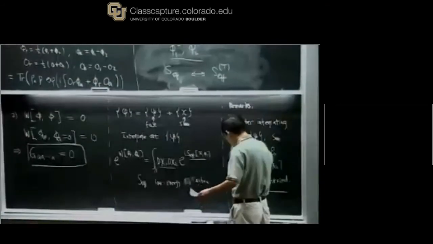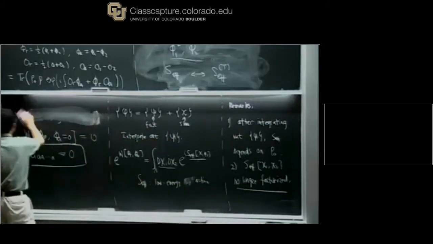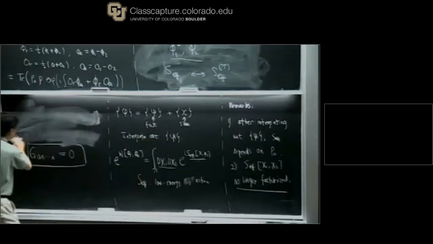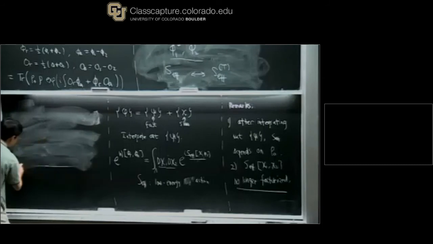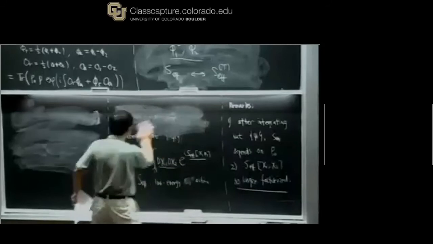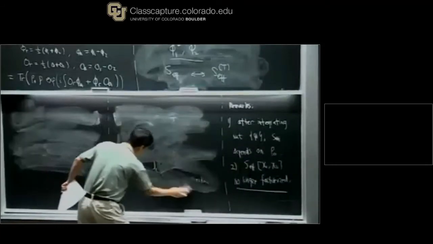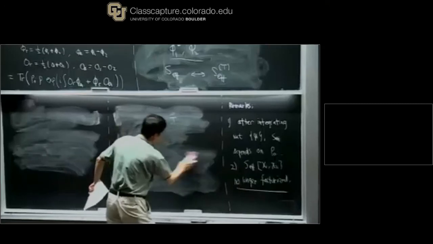Now it turns out that the way out is to impose another condition. As we said, when we consider long distance and long time physics, we expect the system to be in local equilibrium.